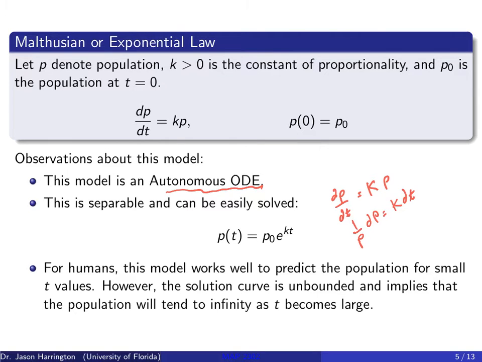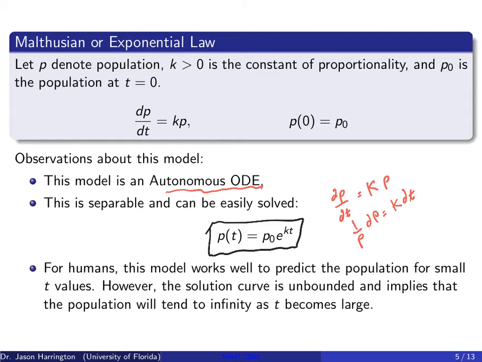And that's really easy to integrate, because on the left-hand side, you get the natural log of the absolute value of p, and then on the right-hand side, you get k times t. And once you do all that, and then put your constants into place, you have this really nice, easy solution. Now for humans, this model works well to predict population for small t values. So if there's not that much death occurring, then this model actually works really nice.